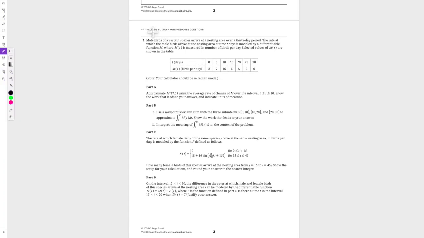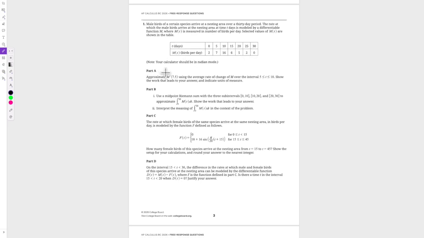So in question 1, we're given that male birds of a certain species arrive at a nesting area over a 30-day period, and the rate at which the male birds arrive at this nesting area is modeled by the differentiable function m of t. In this data table here, we have selected values of m of t for given values of t. So let's start with part A. Approximate the value of m prime of 7.5 using the average rate of change of m over this interval. And we have to include units in our answer and show the work.